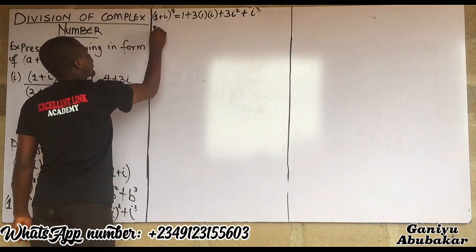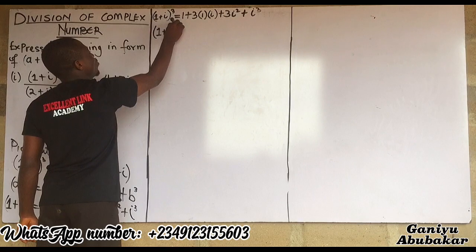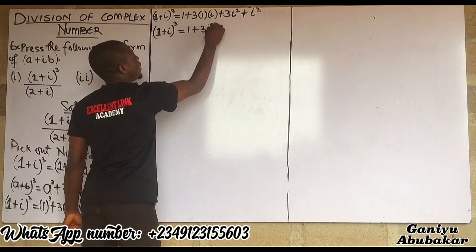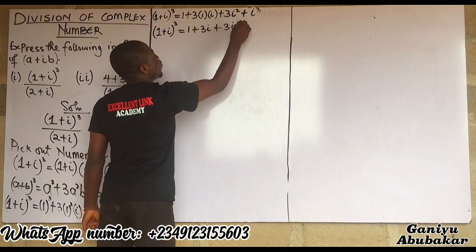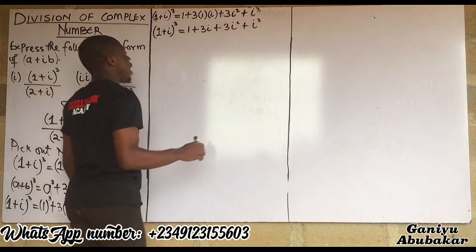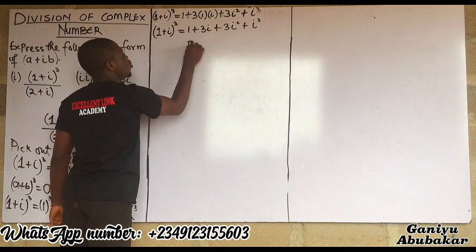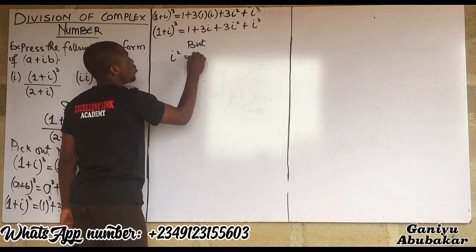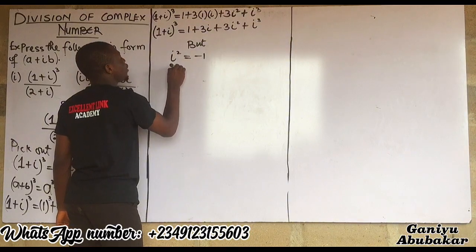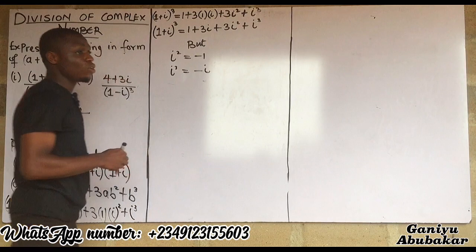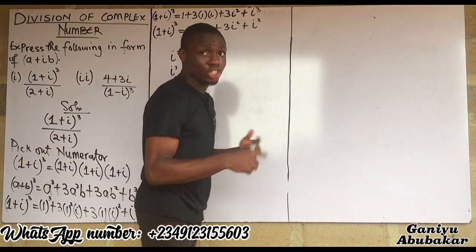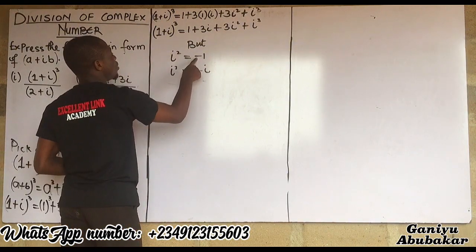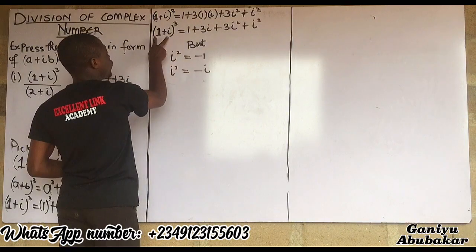From here, the expansion of (1 + i) to power 3 will be equal to 1 plus 3 times 1 times i gives 3i, plus 3i squared, plus i cubed. We said that i squared is equal to minus 1, and we said i cubed is equal to minus i in the last class, when we were doing the concept behind multiplication of complex numbers. We established this concept. So anywhere I see i squared, I'll put minus 1.